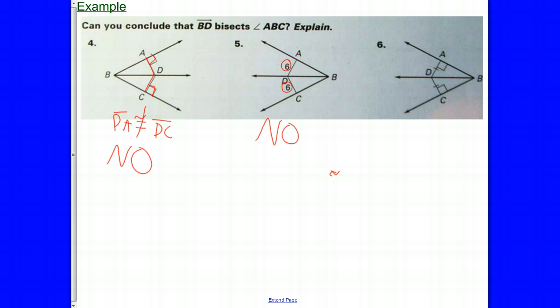Looking at question 6, now we do. Point D, we got the little tick marks here and here. So point D is equidistant from A and C, and we're going perpendicular to the sides. So can we conclude BD is a bisector in this one? Yes, we got to have both pieces of information.